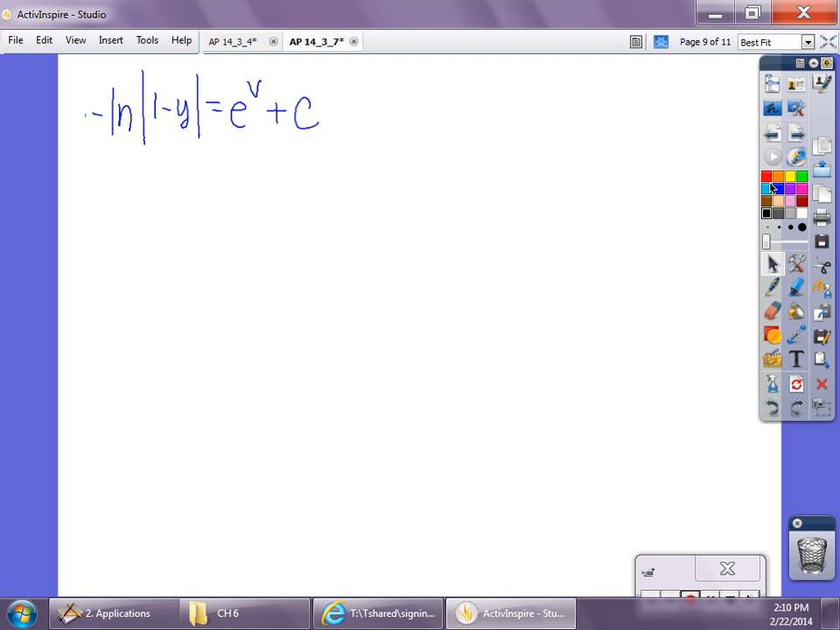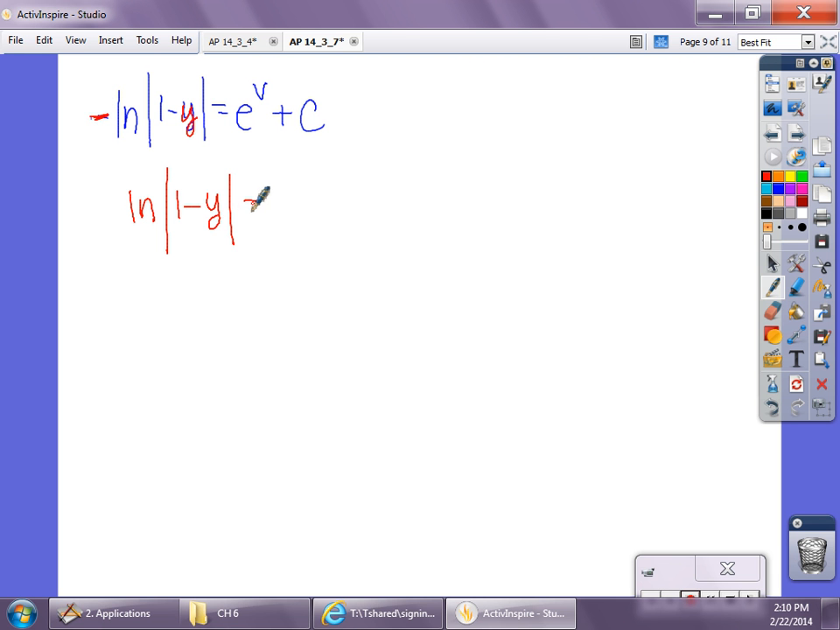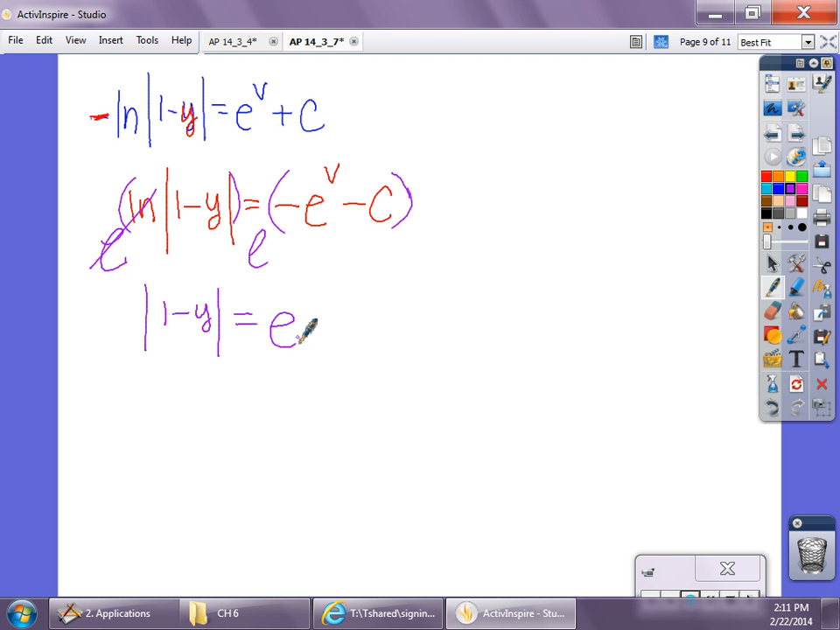So first thing I'm going to do, I'm going to try to isolate this y. So you're going to go outside in. Outside in meaning, first I'm going to start off with getting rid of that negative out here. So I'm going to have ln of 1 minus y equals negative e to the v minus c. Okay? Next piece, I am going to use another e, I know it looks crazy, to eliminate my ln. We get 1 minus y equals e to the negative e to the v minus c.